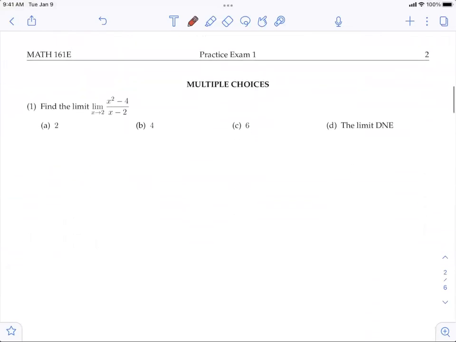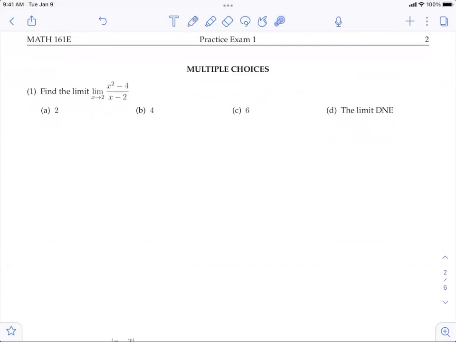Moving on to multiple choice questions. In the first question here, if you use direct substitution, you will see that we have an indeterminate form of the form 0 over 0. To get rid of this form, what you can do is simplify, or factor the numerator in the following manner.